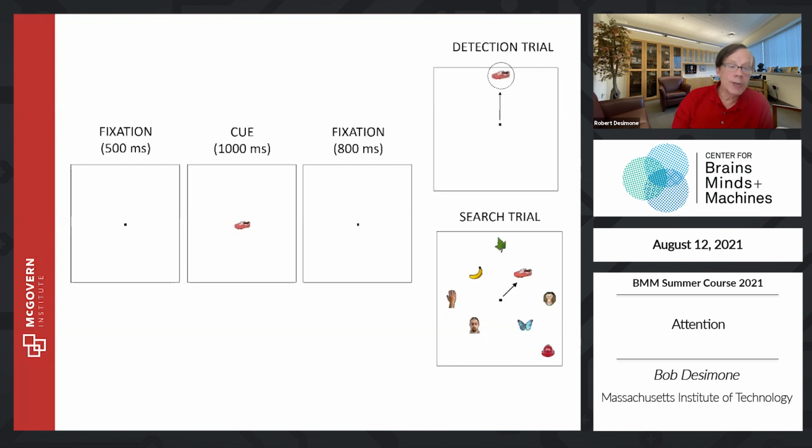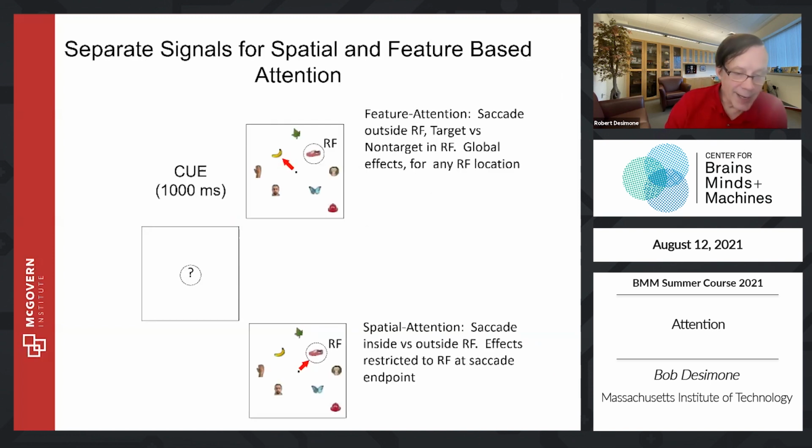Okay. But how do we separate out the effects of feature and spatial-based attention in this test? Well, for spatial-based attention, it's kind of simple. We look at the response of a cell to a stimulus in this receptive field in one case, where the animal is about to make a saccade to the stimulus. So we know we pay attention to the things we're about to look at. And so that's the attended condition. And then we compare that to the response to that same stimulus when the animal's about to make a saccade someplace else. So that's the unattended condition for spatial attention.